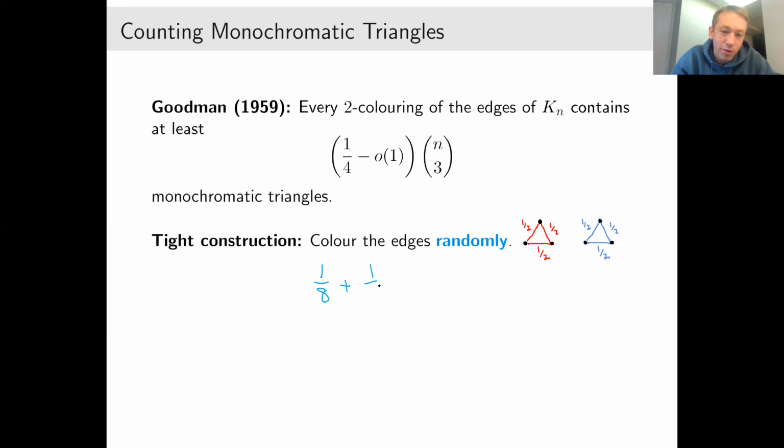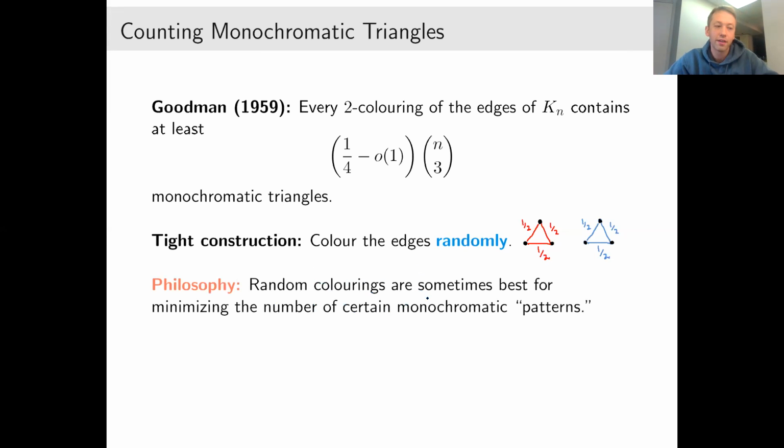The probability it's blue is 1/8. And so in expectation, you have this many, which is a quarter n choose 3 monochromatic triangles. And this is going to be concentrated and all of that. So basically almost every coloring is going to be a tight example.